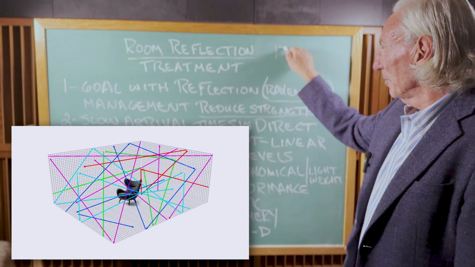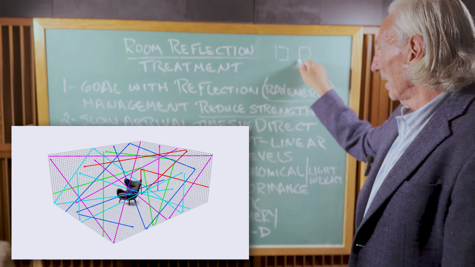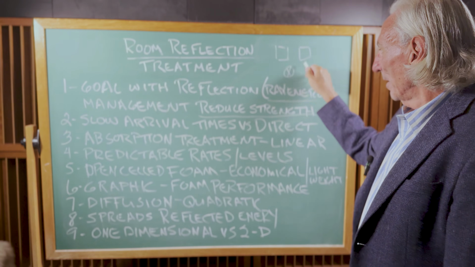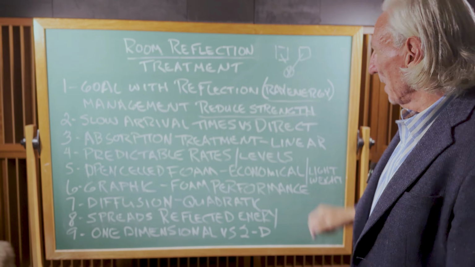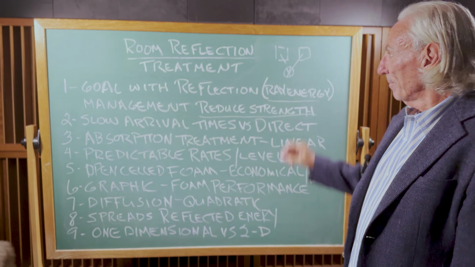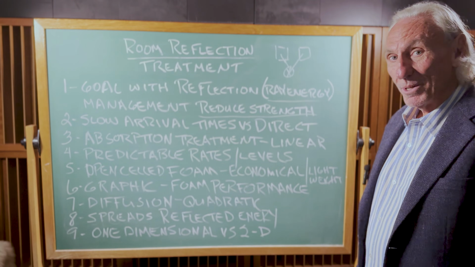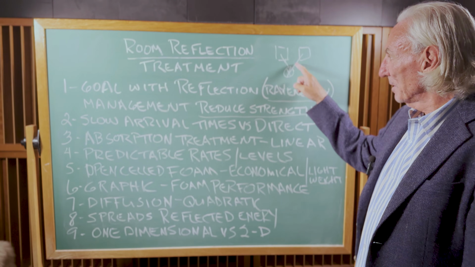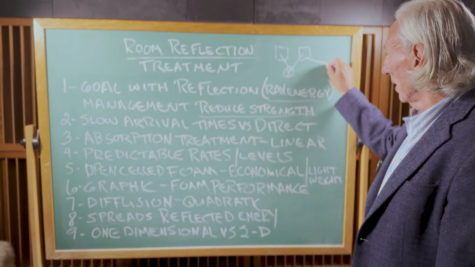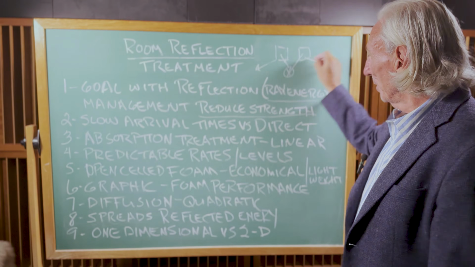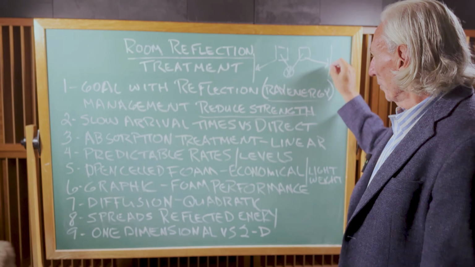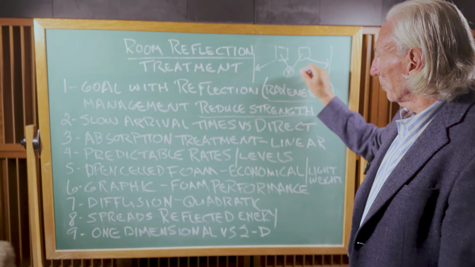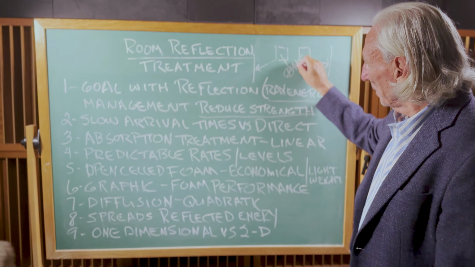And remember our two-channel rig example, right? So we have the direct energy from our speakers. Direct energy from the speakers. That's what we want because that's the purest. But unfortunately, we get reflections from the room, right? So the goal is to reduce the strength of those reflections so they don't interfere with the direct.